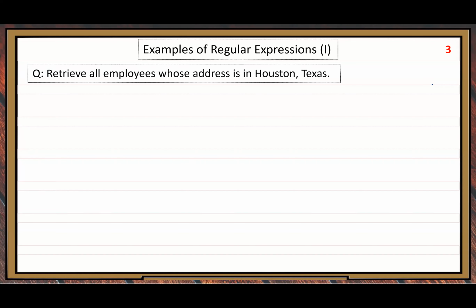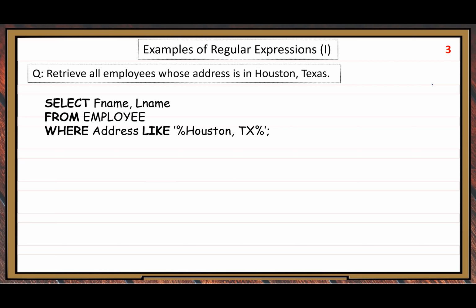Retrieve all employees whose address is in Houston, Texas. First, we can use the like operator, right? But here we would like to practice regular expressions, because this example is so simple. We can use the like operator to write it easily. This is the like version. Very easy.